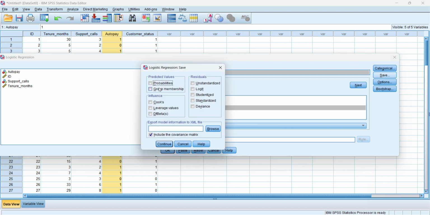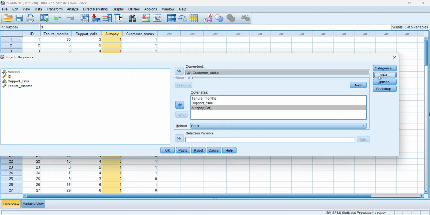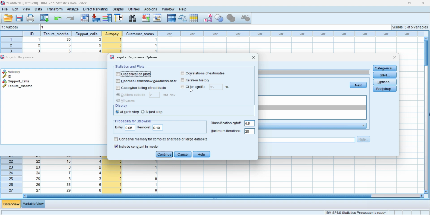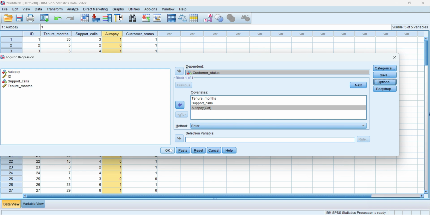We need probabilities, group membership, Cook's distances, and we also put the standardized residuals because we need them. We click on Continue and go to Options. We need classification plots and the Hosmer-Lemeshow goodness of fit, and we click on Continue and then click on OK.